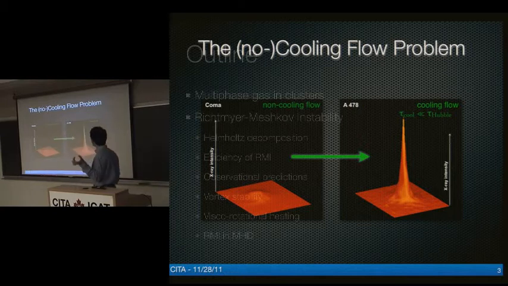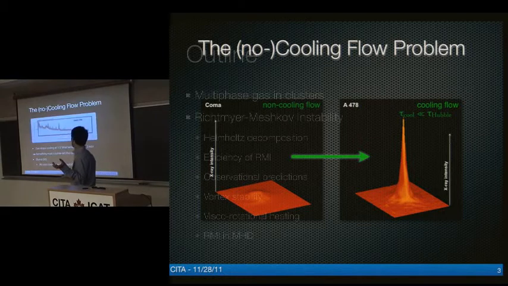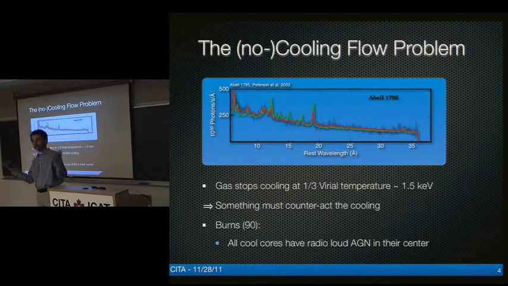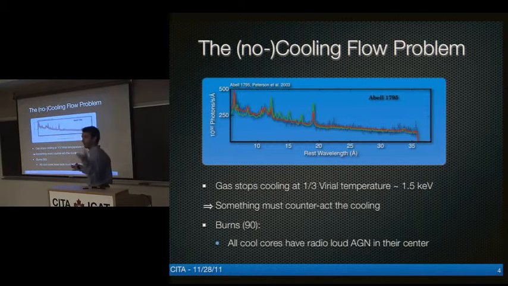Now, this first cooling flow problem was replaced with a second cooling flow problem that became clear when Chandra and XMM were launched and looked in detail, at high resolution, at the spectra emitted by cool core clusters. What the instruments found was that the gas cools, as you would expect, because there's a lot of emission, which means a lot of radiation and a lot of cooling. But it stops cooling at about a third of the virial temperature of the cluster. So there's a temperature floor imposed by something that stops the gas cooling at a temperature where the cooling curve actually rapidly goes up, and where you would expect cooling to be particularly efficient.